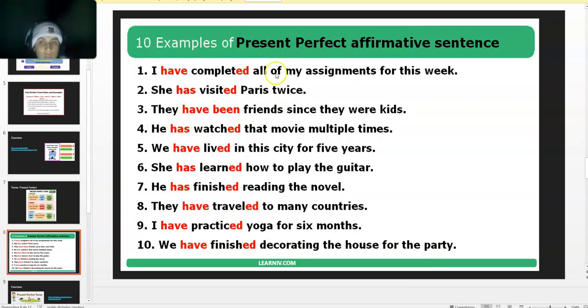For example, I have this sentence: I have completed all my assignments for this week. This is an example of an action from the past that has continued into the present. Here is the use of the past participle in these sentences: She has visited Paris twice. They have been friends since they were kids. He has watched that movie multiple times.